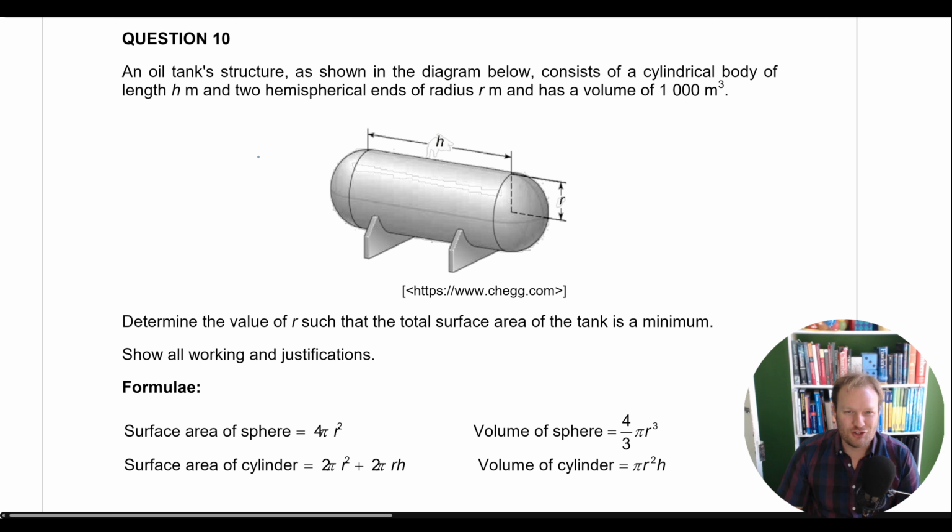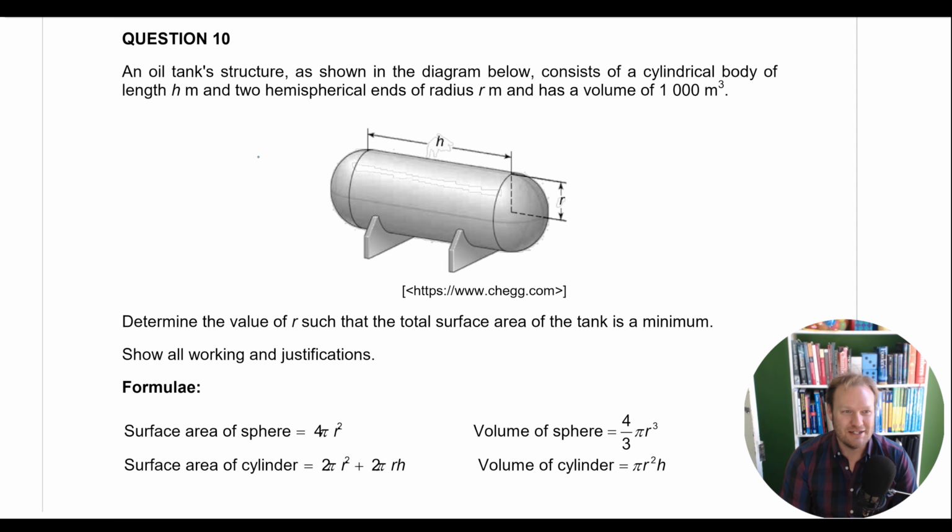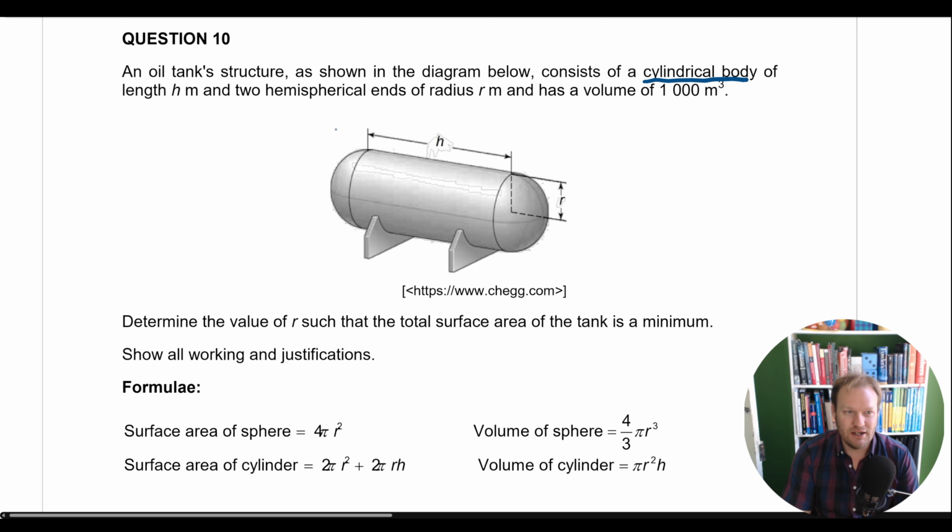And we're back at it. Question 10 of paper 1. Okay, so 2019 paper. Oil tank structure shown below, blah, blah, cylindrical body. So I'm just reading for the bits that matter here. Of length and 2 hemispherical ends.